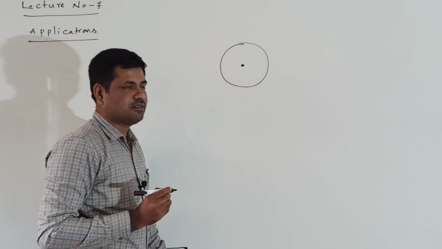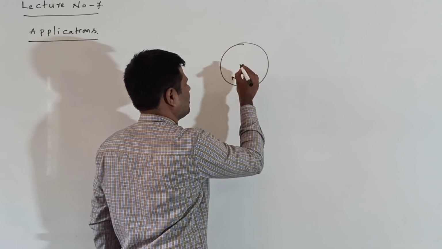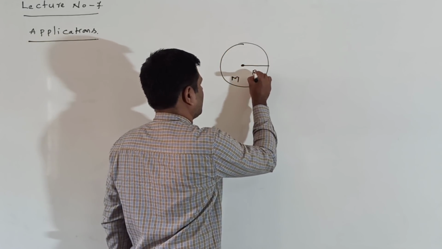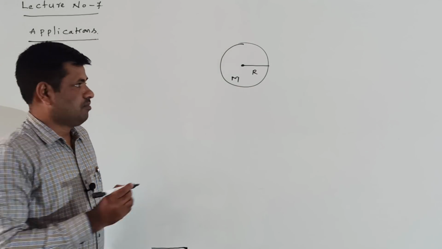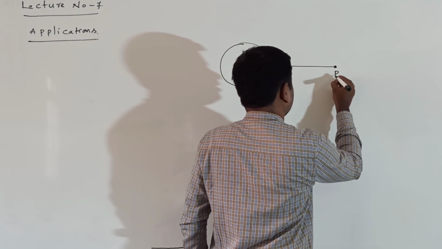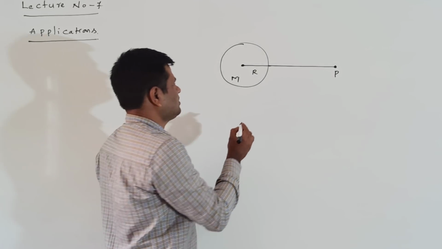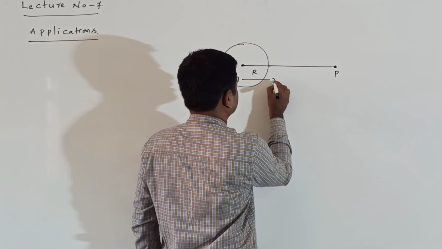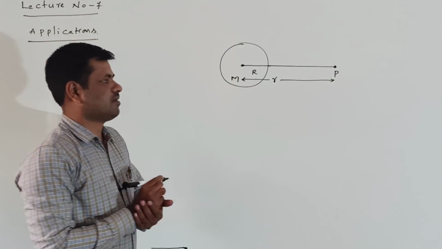we are considering the Earth. Earth has mass m, and R is the radius of the Earth. Here we are considering one point P, where we determined the potential energy. That is r distance from the center of the Earth.